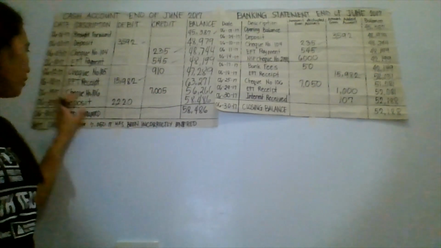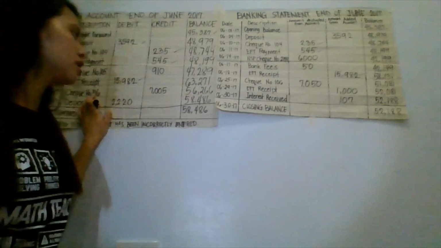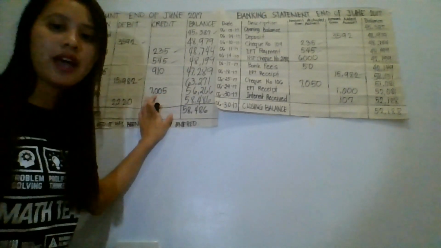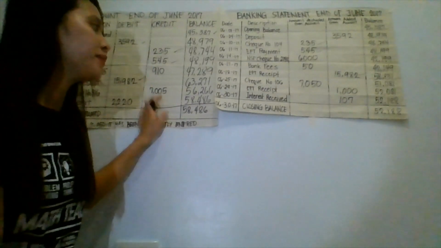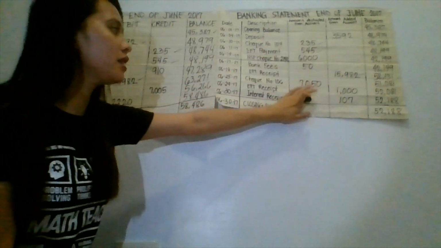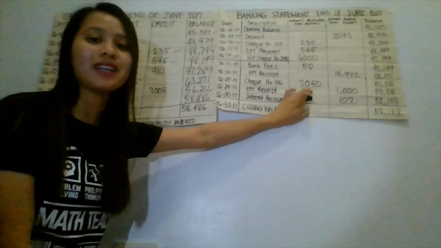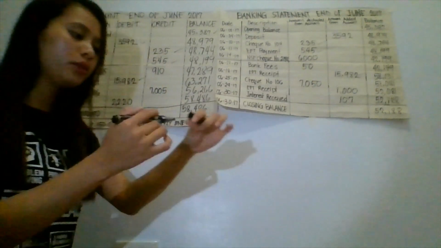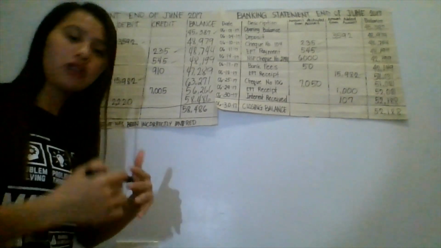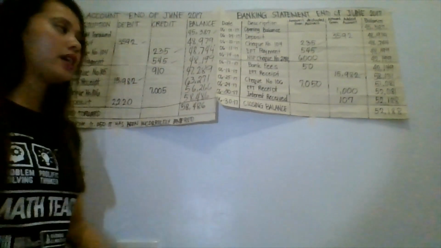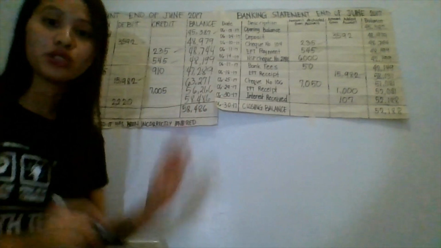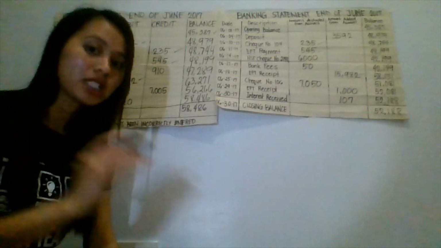Now we have here check number 106. In our cash book, it's entered and recorded as 7,005. This is the error that has been made. In the bank statement, it is recorded as 7,050 pesos. So what we're going to follow is the bank statement. We're going to deal with that error, but now we're not going to check that because it is not a matching transaction, as there's an error on it.